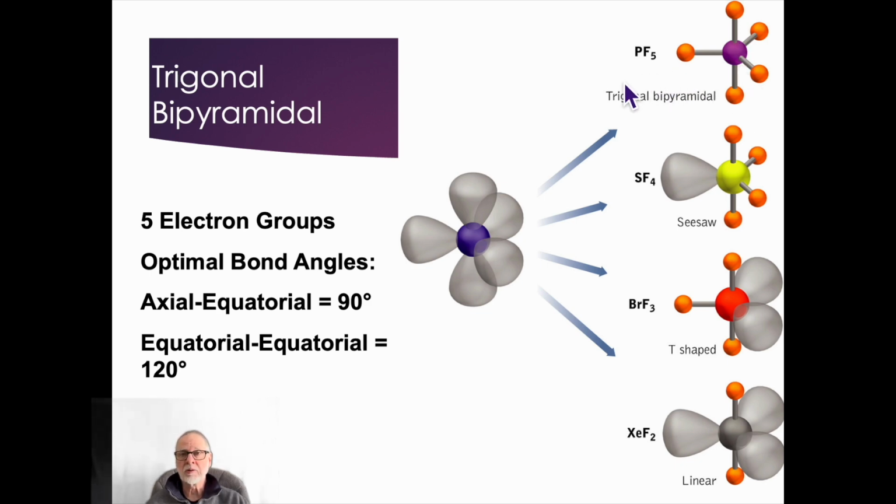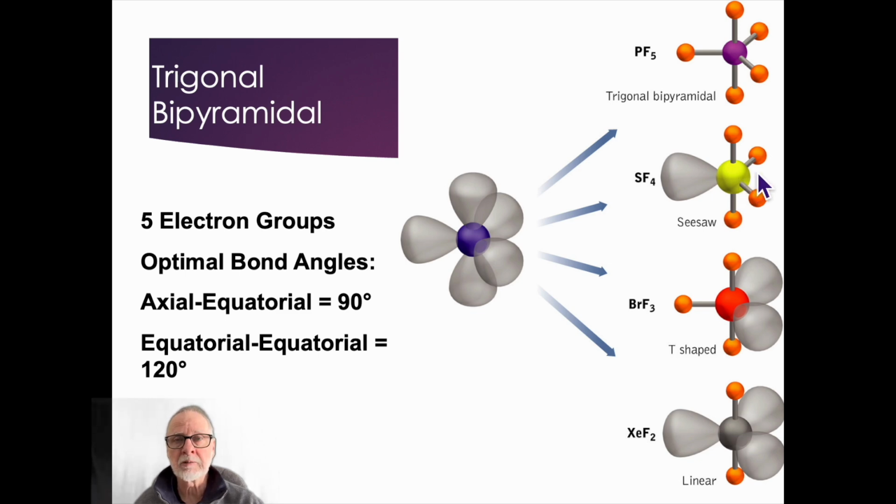These are non-equivalent positions. So if we have a non-bonding pair of electrons, one of the questions is, where do we put it? Is it in an axial position or an equatorial position? It's going to go in a position that minimizes electron repulsion. That's the key. It's going to minimize electron repulsion.